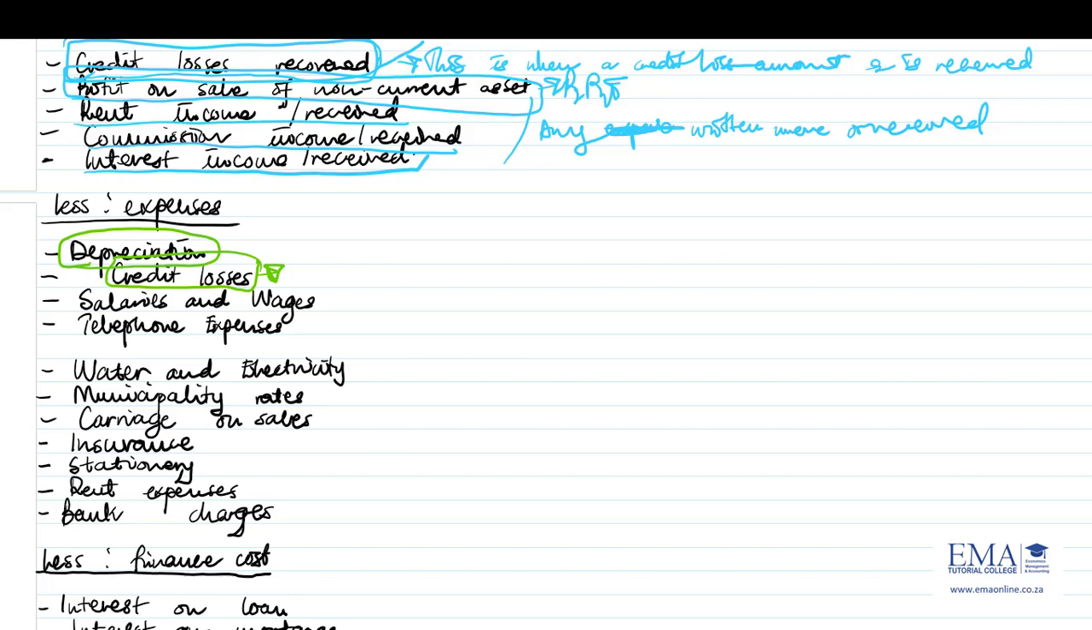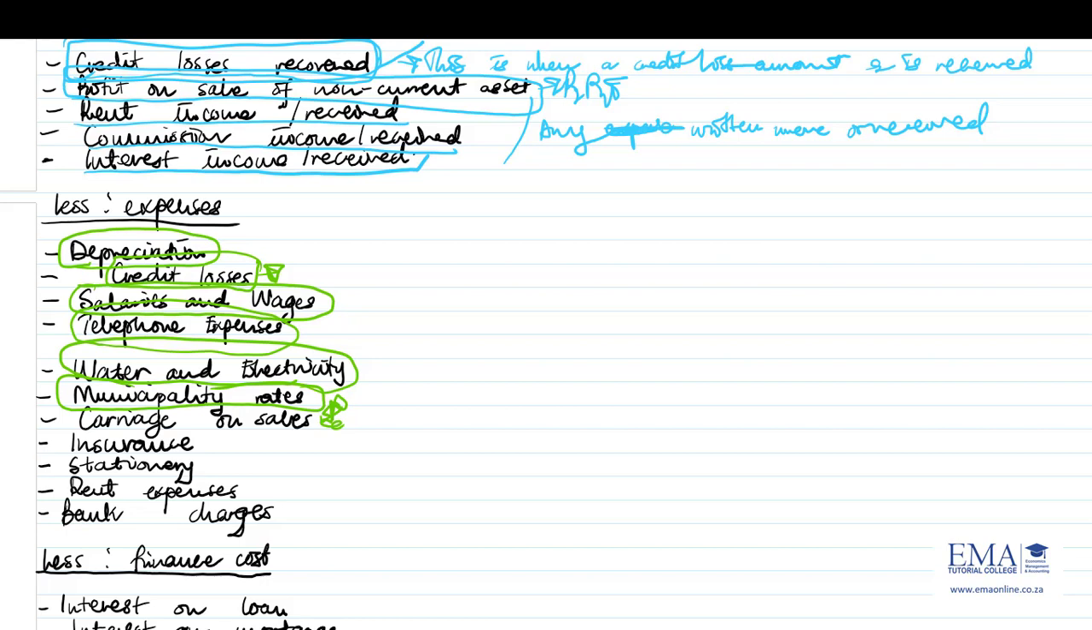Then salaries and wages, which is when you're paying your workers, telephone expense, your cell phone network or the landline, water and electricity, that's just the bill that you're using. Municipality rates, maybe you don't rent your property, it's your property, but you're paying rates to the municipality. Then we have carriage on sales. It's an expense, because you are delivering to the person, which means you incur that expense.